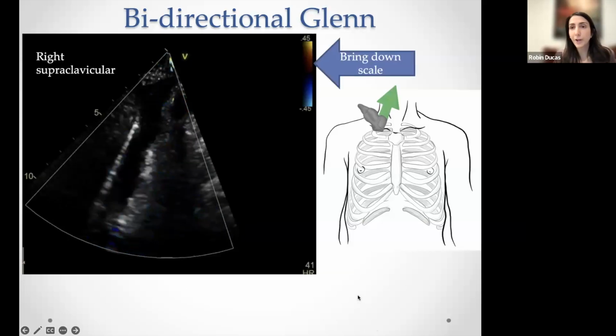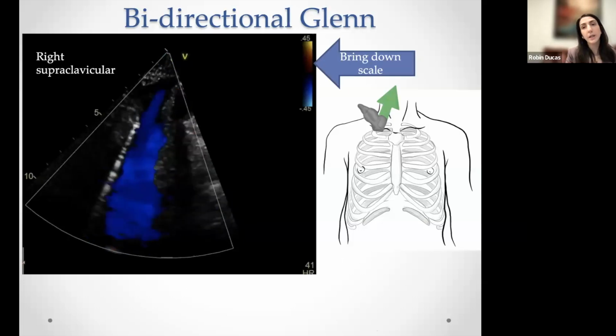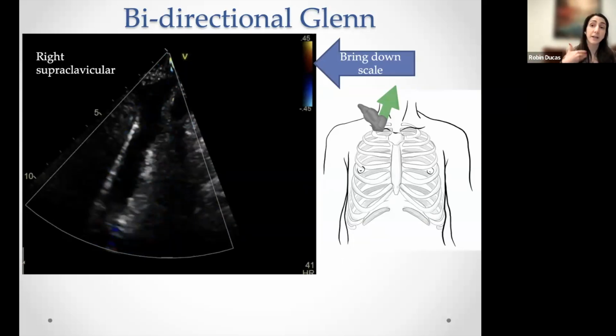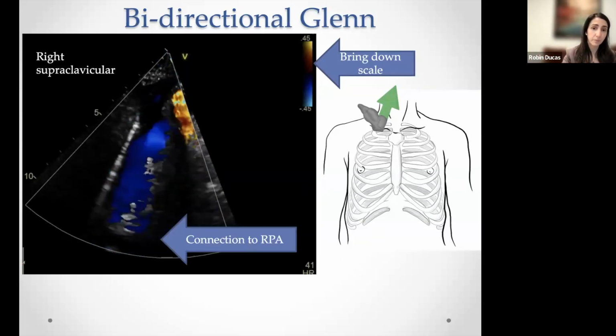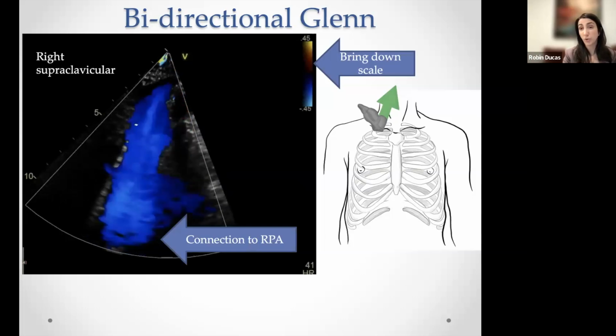But it is important to bring the color scale down because it can be a bit confusing with the aorta in the same area. So we want to look for nice venous flow. And ideally, we want to line up our Doppler and do a pulse wave to look at the flow velocities within that connection that was created. We can also see the Glenn's connection to the RPA, and we look for flow acceleration in that area to make sure there's no stenosis.